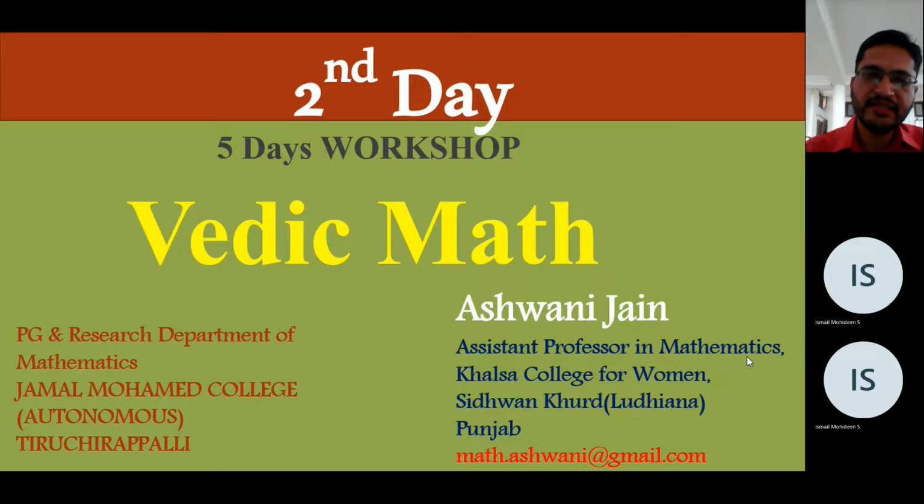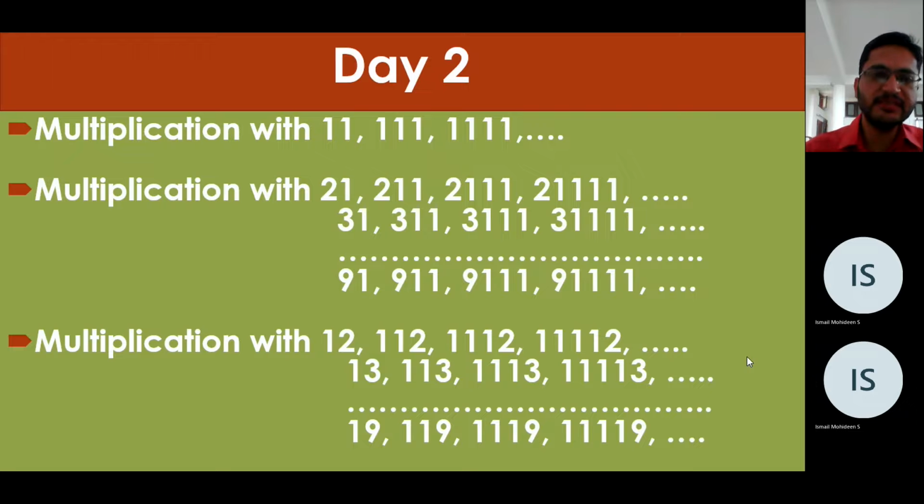Now, it is the second day of the 5-day workshop on Vedic math. Today we will discuss multiplication with 11, 111, 1111, and so on, meaning all digits are 1. Whenever we have to multiply any number with a double one, triple one, four ones, and so on.